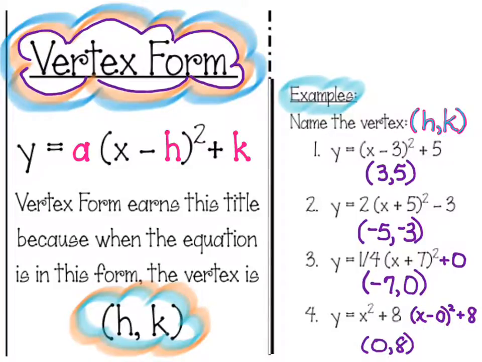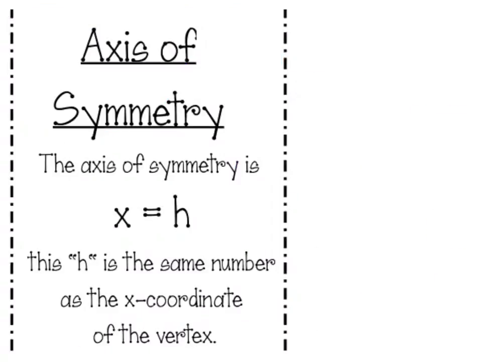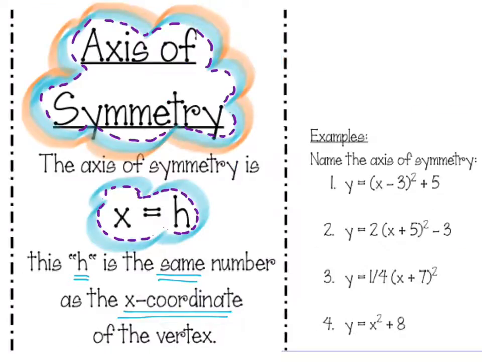So the vertex is (0, 8). Next, what we're going to do is take a look at the axis of symmetry. Now, the axis of symmetry is the line that divides the parabola into 2 equal parts. It's kind of like the folding line, as we mentioned earlier. It's an equation because lines are in the form of an equation.